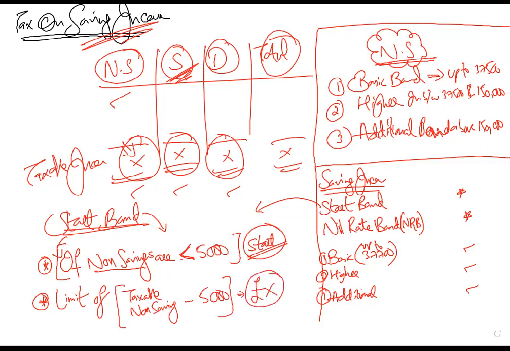Means to say, the start band will arise only if non-savings are less than 5,000, and the limit of the start band will be calculated as per the formula: taxable non-savings minus £5,000. We will do practical numeric questions after a while, then you will know it in more detail.